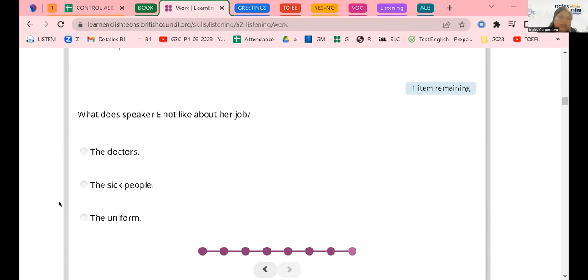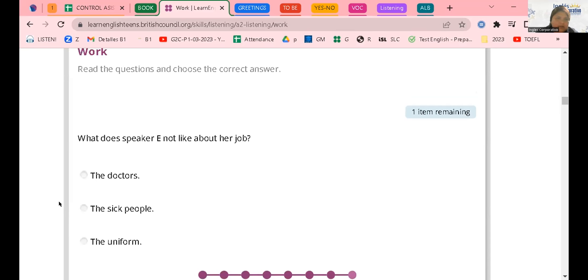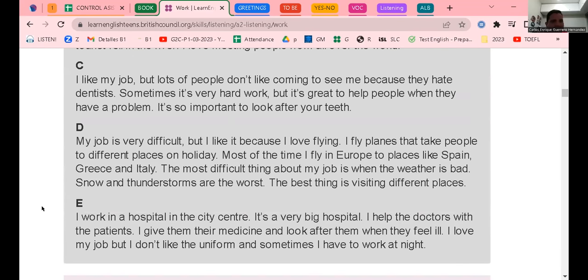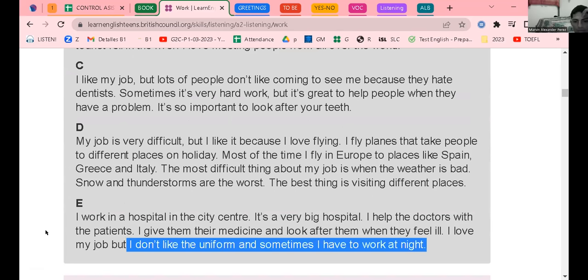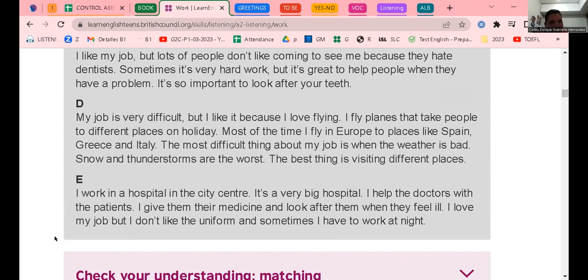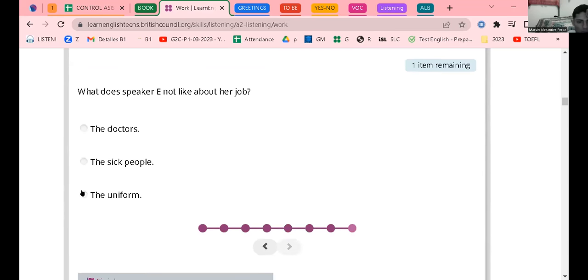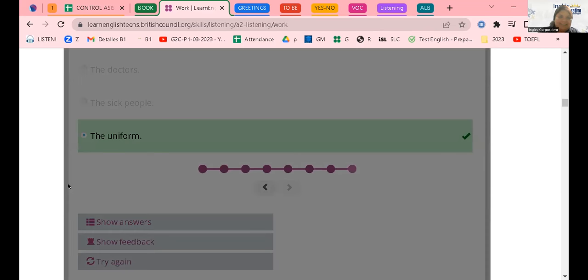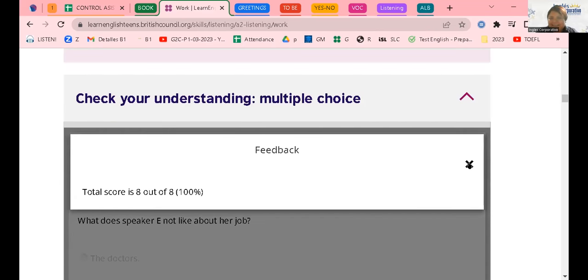Visiting different places. Okay. What does speaker E not like about her job? ¿Qué no le gusta de su trabajo? Doctors, sick people, the uniform. The uniform. Can you read the paragraph? I don't like the uniform, and sometimes I have to work at night. Y tiene que trabajar en la noche. Okay. Pero es el uniforme. Yes. Bueno. It's so funny. Okay, nice.